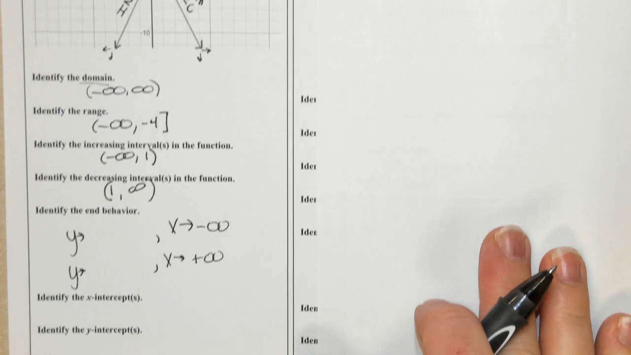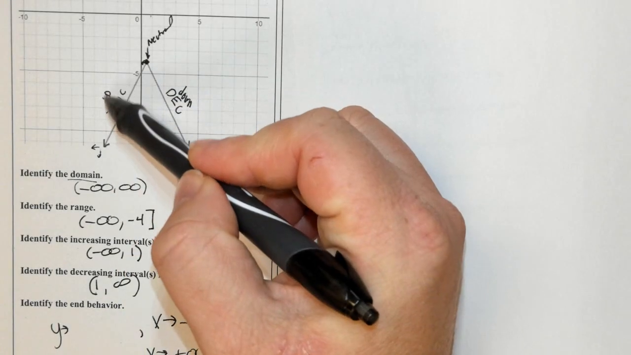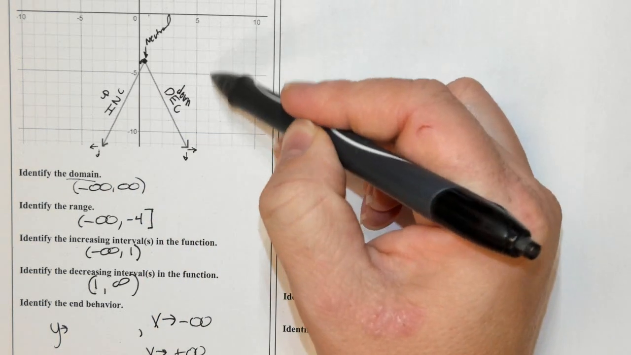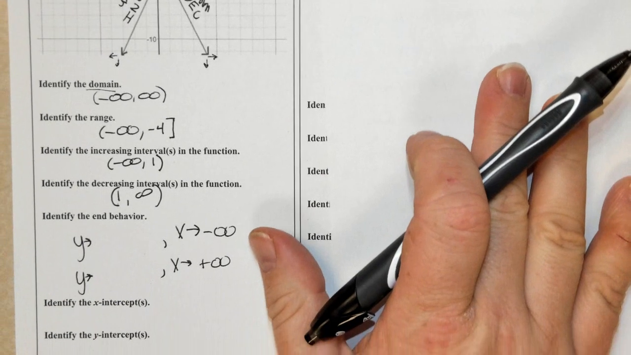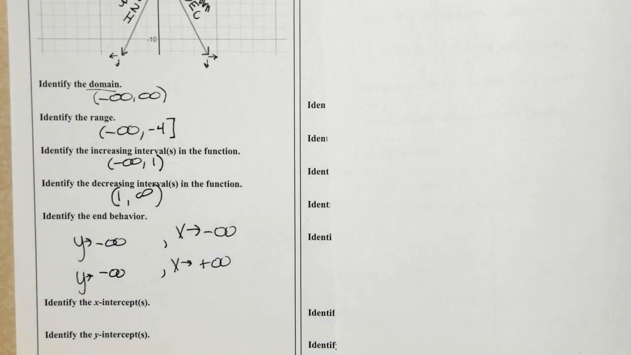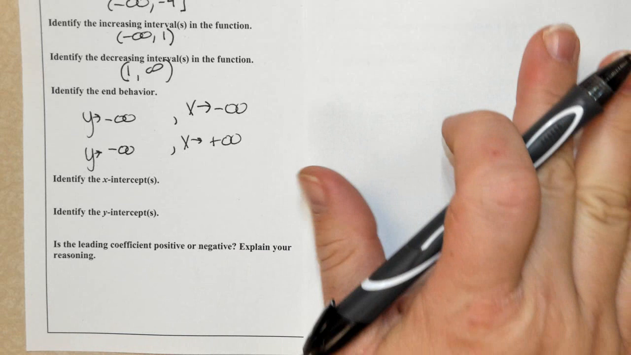Okay, let's look at the end behavior. As I go to the far left of this graph, it is headed down. And as I go to the far right of this graph, it is also headed down. And so to show that, I'm going to put negative infinity. I'm going to identify the x-intercept, if they exist, y-intercepts, and then what would be the leading coefficient.